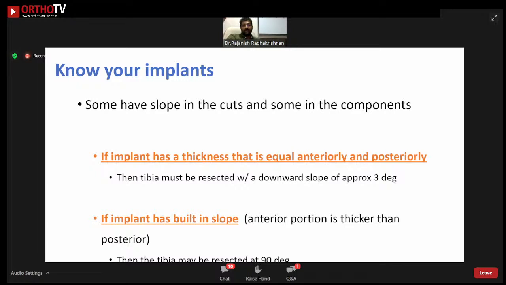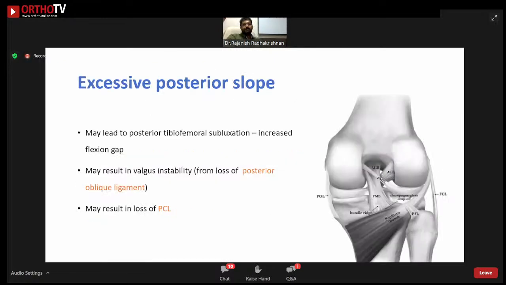So how to understand that? Look at the tibial insert or even the trial insert. If the thicknesses are equal anteriorly and posteriorly, that means you have to give the slope, as there is no slope inbuilt. If there is a thickness difference between anterior and posterior, that means there is an inbuilt slope for the insert.